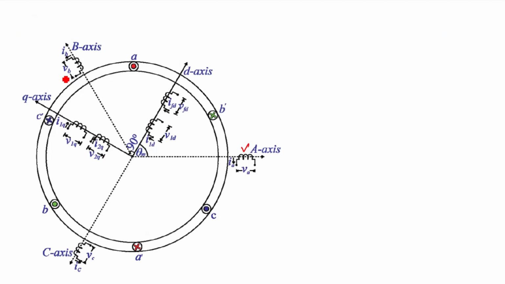And the terminal voltage is VB. Similarly, for the C axis, we have IC and VC. But if you see the field winding, in the field winding we are feeding the current inside the field winding. So the current is going into the field winding here, IFD. And similarly, I1D is also the current flowing inside the damper winding. Similarly, I1Q and I2Q. And the respective terminal voltages are marked with VFD, V1D, V1Q, and V2Q.